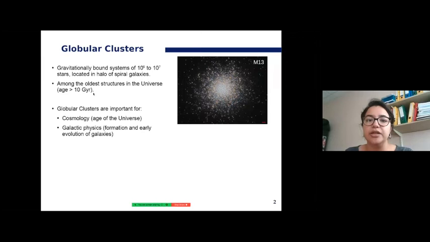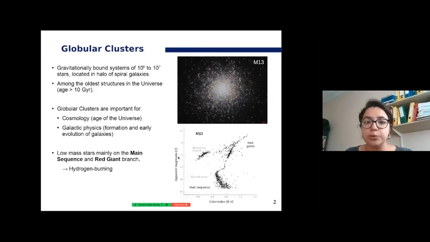So that's why they were used as a proof of the age of the universe. Globular clusters are important for constraining the formation and early evolution models of galaxies.